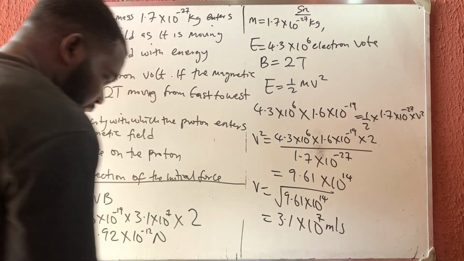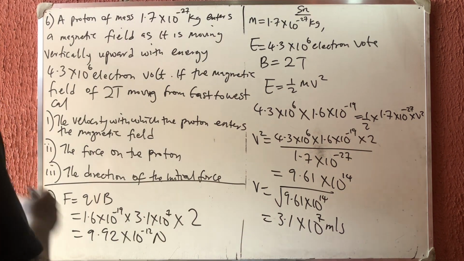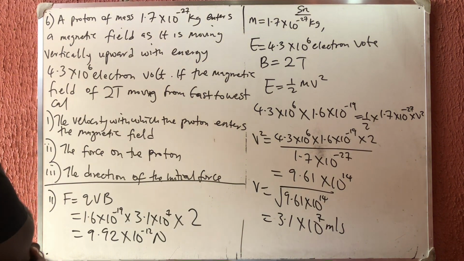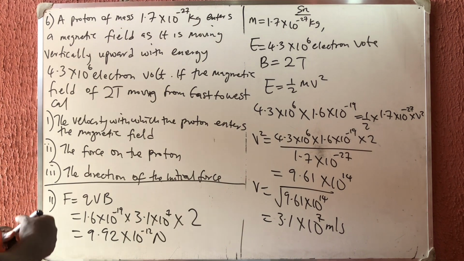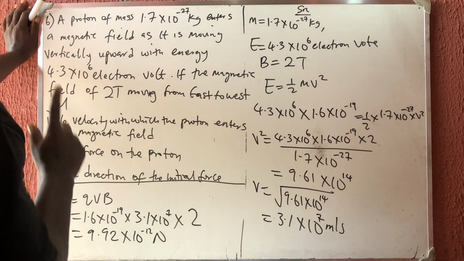Okay. So the next thing they say we should calculate is the direction. The initial direction of the force on the proton, that is the direction of the charge. I told you that, okay, direction of the proton. They told us that the magnetic field is moving where? Is moving upward.